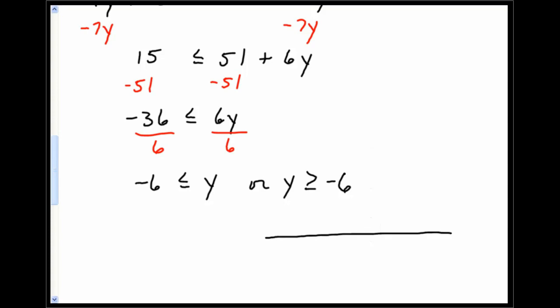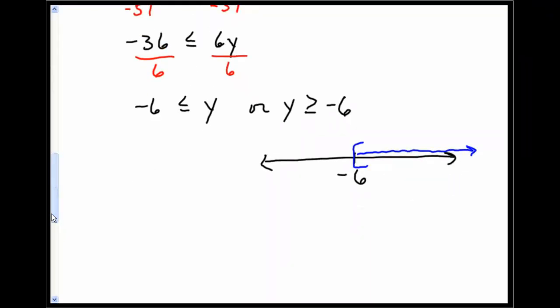So we're going to graph on a number line. You just need to show the negative 6. We know y is going to be greater than the negative 6, so draw your squiggly arrow to the right. We get to include the negative 6, so here you're going to put a square parenthesis or a square bracket.